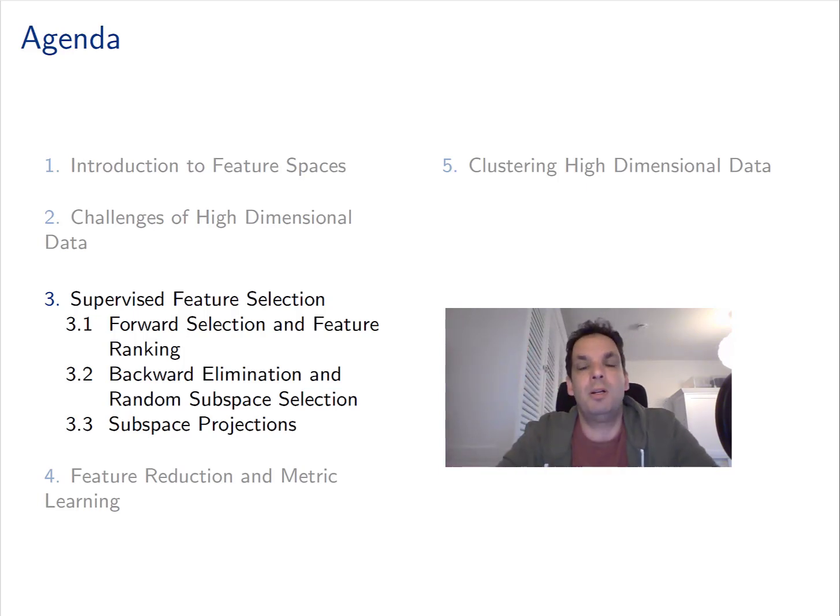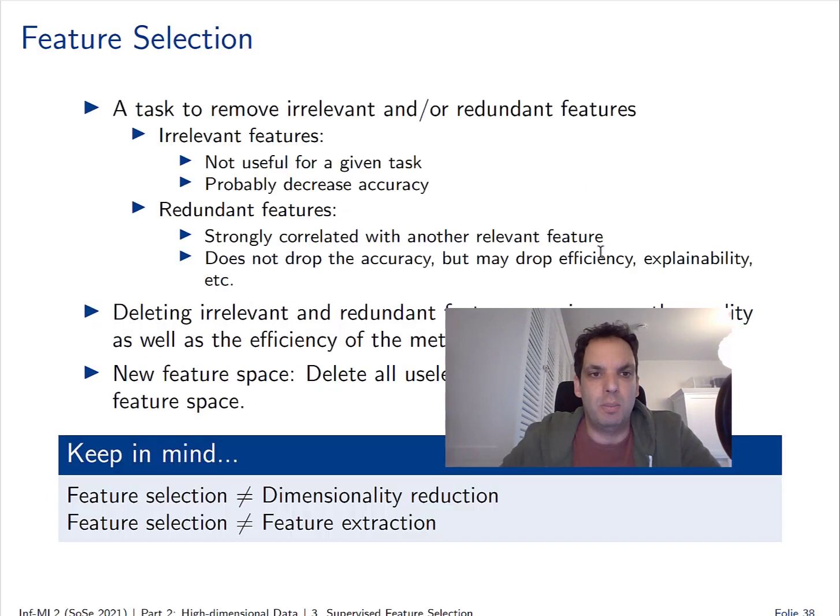The first part here on supervised feature selection is about getting rid of irrelevant and redundant features. Of course, we will do that also in the feature reduction and metric learning chapter. A special case of these kinds of things will then be in the bigger part on clustering high dimensional data. So we'll start with supervised feature selection. And before we go into the details of the methods mentioned in these sub chapters, we have first of all a kind of global view. What are we actually doing? What are we bound for in this chapter?